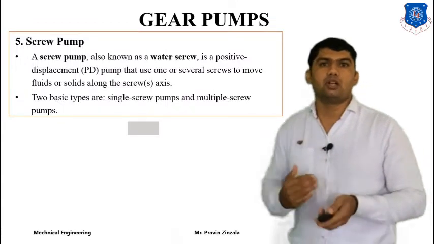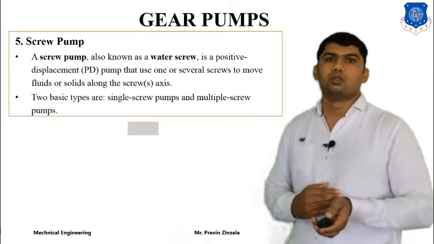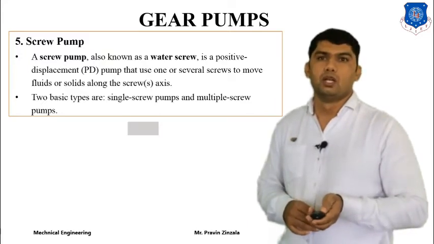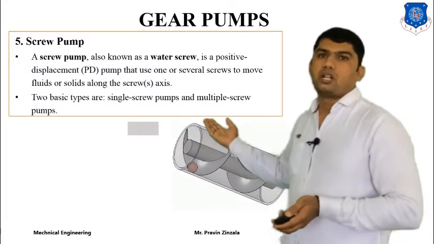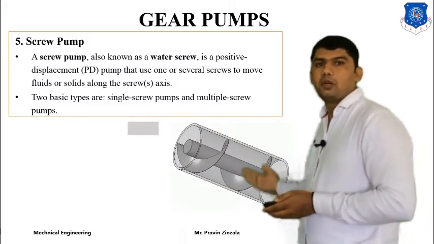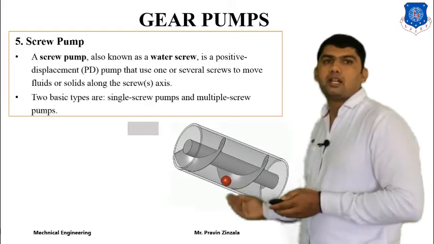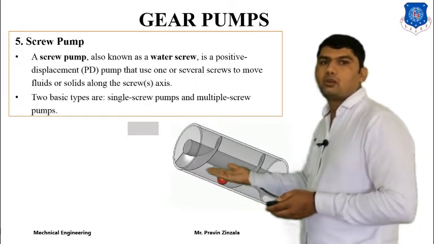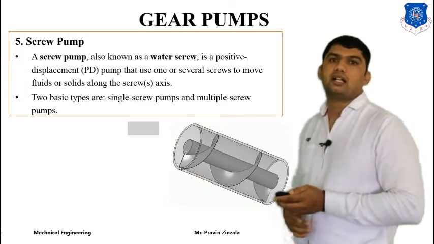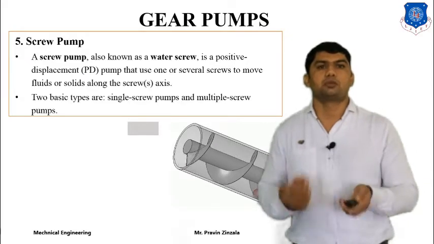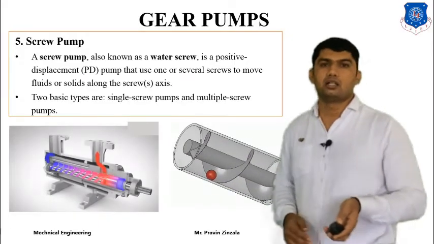The screw pump is also known as a water screw, and it is also called a positive displacement pump. It is generally of two types, single and multi screw pump. The simple principle of the screw pump is that the screw is rotated by an electric motor, and due to the rotation the fluid is automatically passed to the second point. So by utilizing rotary motion we can transfer fluid from one place to another.